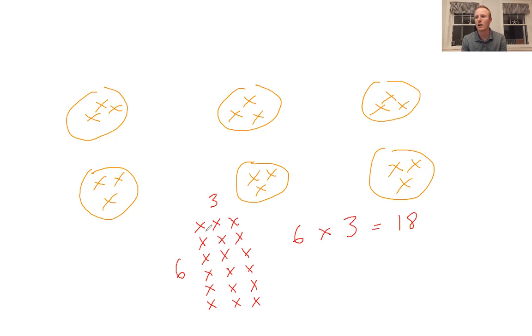And I can find that out by either, again, counting all of them, or counting by 6s, going 6, 12, 18, or counting by 3s, 3, 6, 9, 12, 15, 18. Or again, eventually you will learn your multiplication facts and just know that 6 times 3 is 18. And again, that 6 stands for the number of groups and the 3 stands for the size of each group.